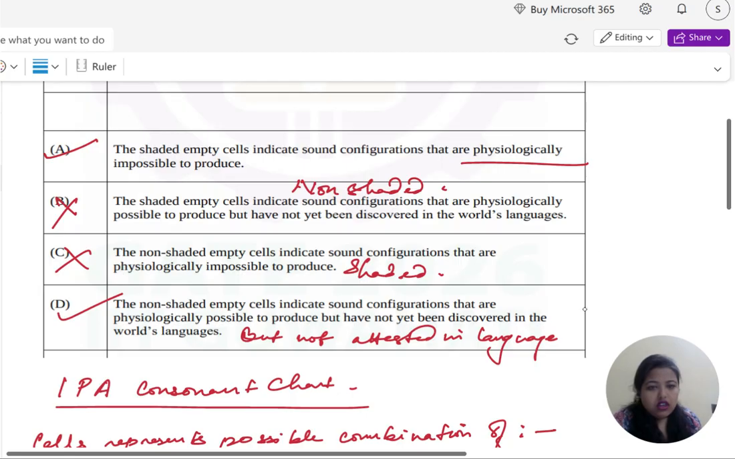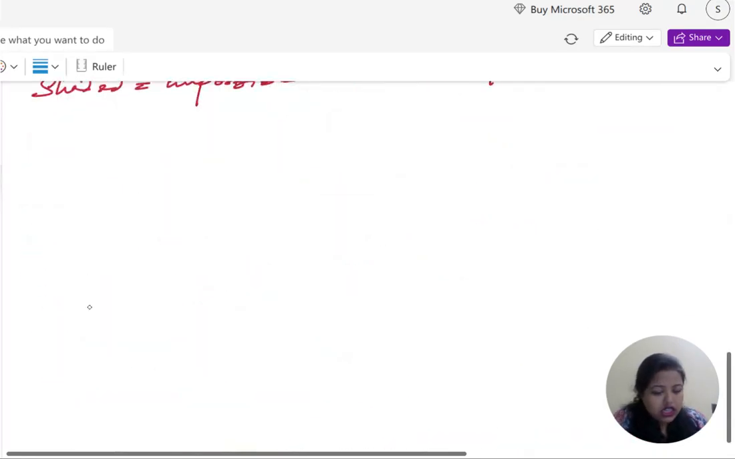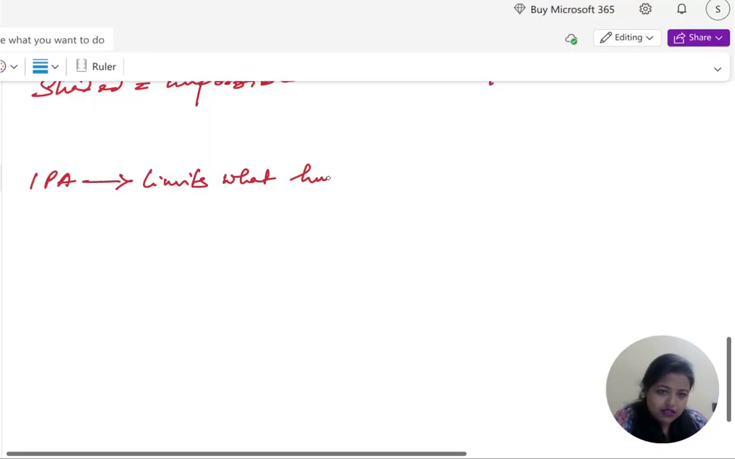Clear? Now let's learn it over here. If the box is shaded, your mouth says no. If the box is empty but not shaded, your mouth says yes, but language says not yet. It's possible but not yet. So the IPA is not just about the sounds we use. It also maps the limits of what humans can and cannot say.